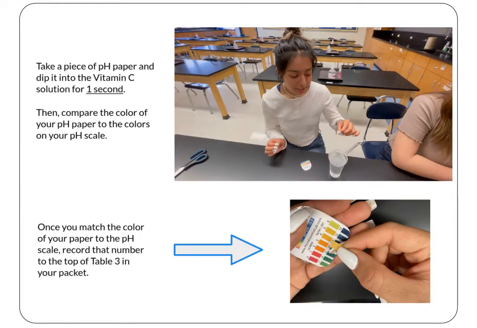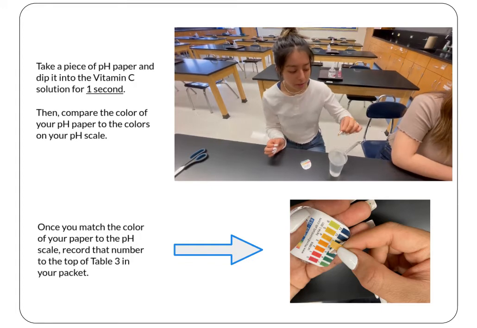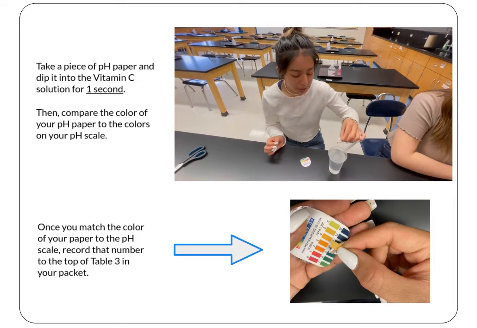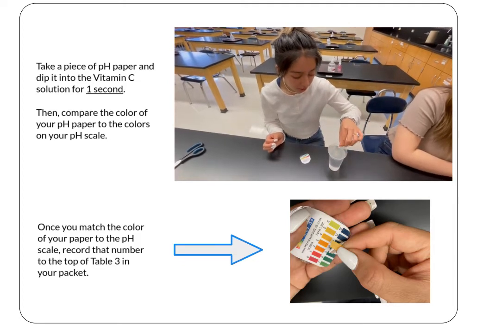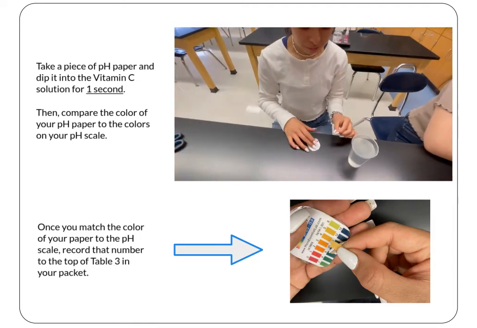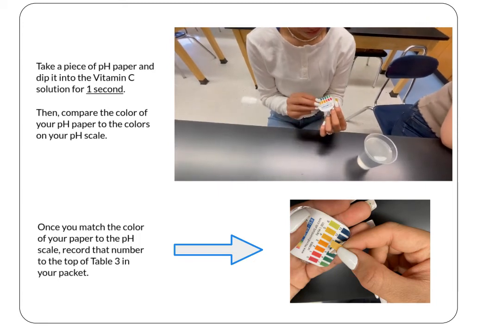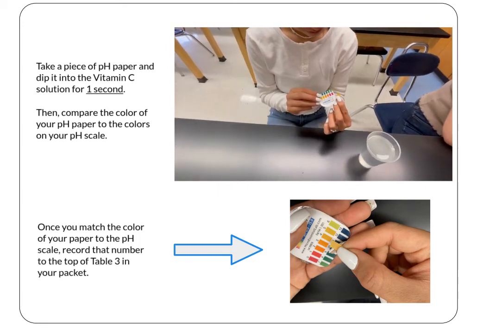Once the vitamin C powder has completely dissolved in the water, you will want to test the pH of your new solution. Test your pH by dipping the pH paper into the solution and then comparing it to the pH scale. Once you've matched the color of your paper to a color on the scale, record the pH on Table 3. This is your initial pH of your vitamin C solution.